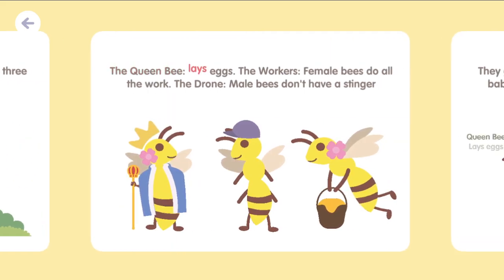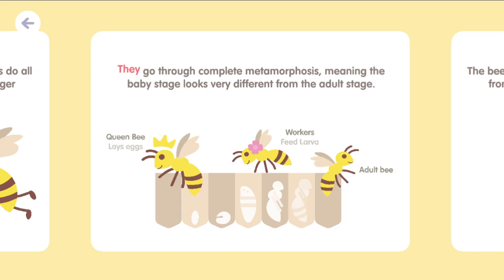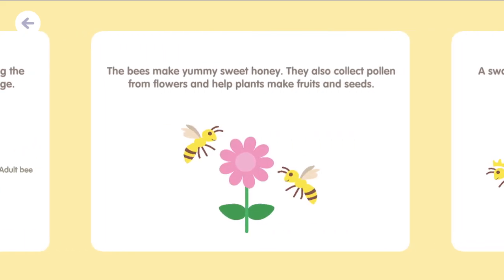The queen bee lays eggs. The workers, female bees, do all the work. The drone male bees don't have a stinger. They go through complete metamorphosis, meaning the baby stage looks very different from the adult stage. The bees make yummy sweet honey. They also collect pollen from flowers and help plants make fruits and seeds.